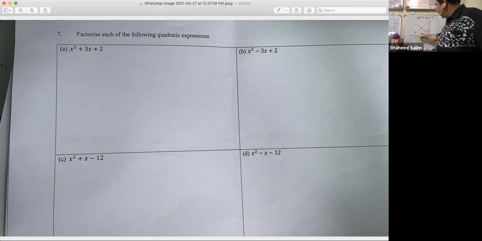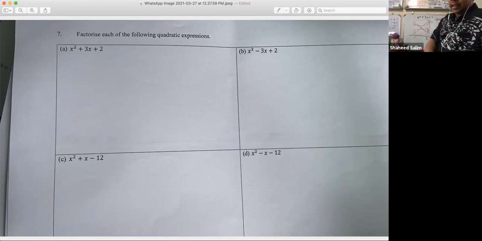Now, we follow the lines, all right? We start: x times 2, 2x. x times 1, x. x plus 2x equals 3x. Correct? This is also 3x, so this is correct. So what do we do? We circle this here. Why do we circle this? We are going to put it in the brackets now down here: (x plus 1)(x plus 2).